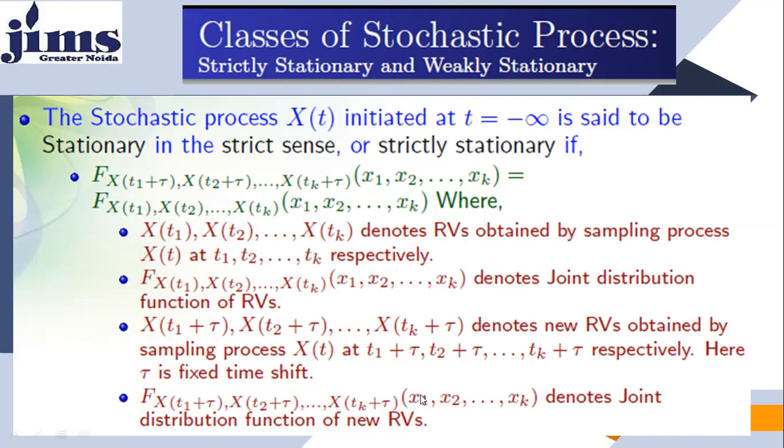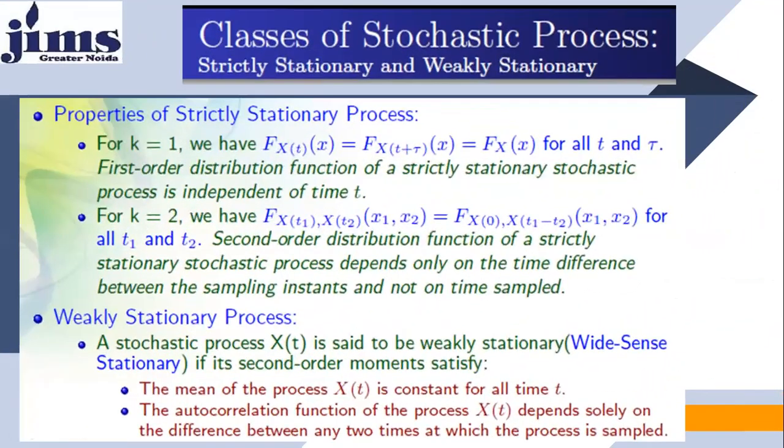So if this joint distribution function, which comes after you shift the time by a factor tau, is equal to that one, if both joint distribution functions are equal, then you can declare that this stationary process is a strict stationary process. So we already defined this strict.